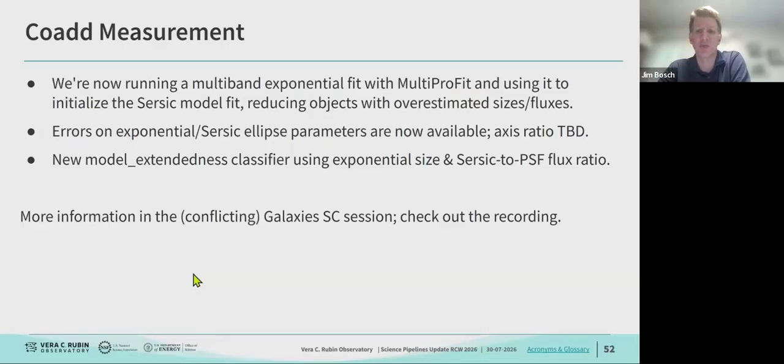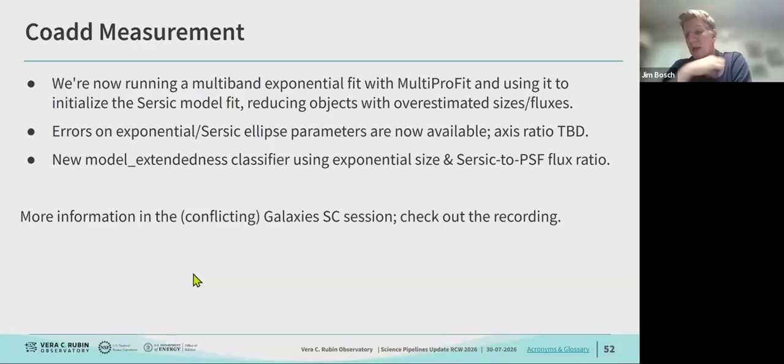We now have some errors reported on the Sersic and exponential fits, and some of that's actually quite hard to do in terms of coordinate transforms and making sure that the distributions stay valid under coordinate transforms. And so we're still working on that.